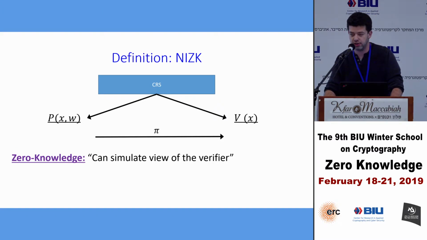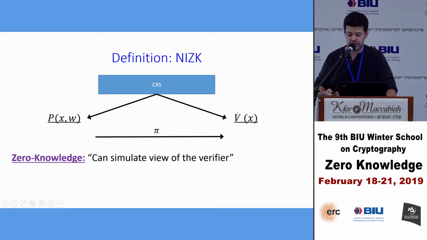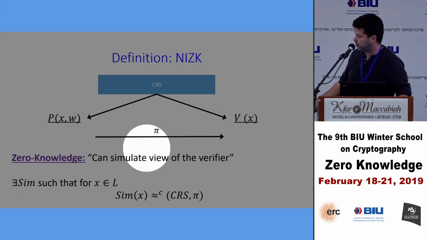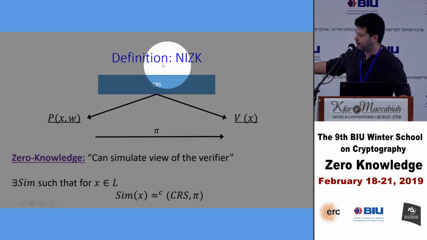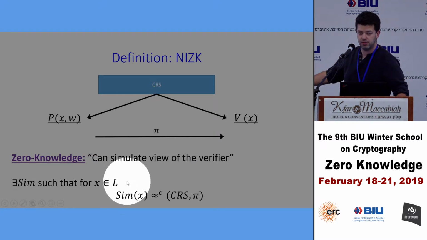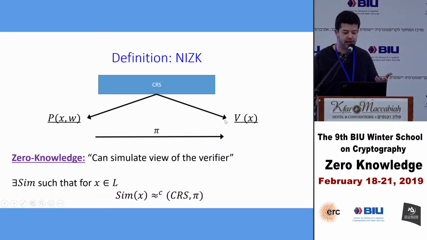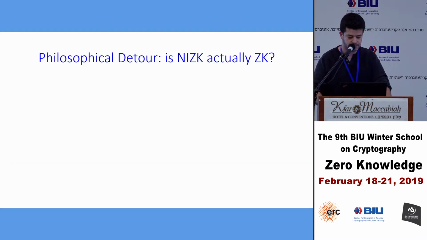Okay, and lastly, zero knowledge. Intuitively, it means whatever the verifier can see, we can simulate. That's what we want zero knowledge to capture. The idea here is that there exists an efficient simulator so that for all X's that are in the language, the output of the simulator is computationally indistinguishable from what the verifier can see, namely the CRS and the proof string. So the verifier could have, by himself, generated a simulated CRS and proof string that looks indistinguishable from the real thing. That's the definition of an NIZK.